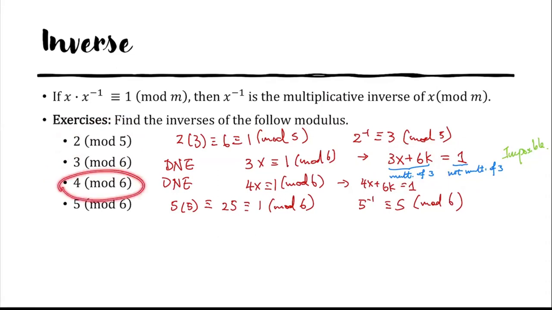And then here you have 4 mod 6, and the GCD of 4 and 6 is 2. You see the left-hand side is an even number, the right-hand side is not. The only thing that goes into the right-hand side is 1. So you need to have the GCD equal to 1 in order to have an inverse. Now, if you look at 5 mod 6, the GCD of 5 and 6 is 1. So that's why the inverse exists.